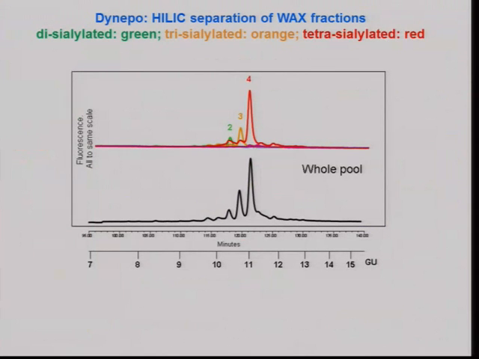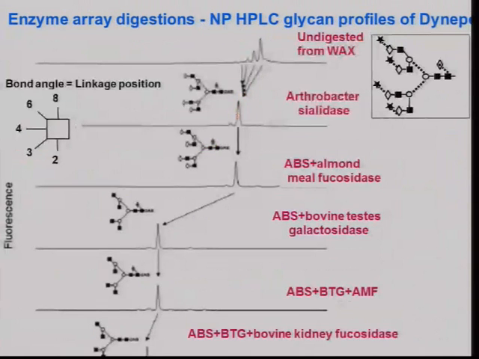So when you do this separation, these are the different sialylated fractions, and this is the whole pool. You should always check that when you overlay the sialylated fractions, you get back the profile that you started with, to make sure that you haven't lost anything. And then you can take, for example, this glycan pool from Dinepo. You can do all these enzyme digests, and you can analyze these glycans just like I showed you before.